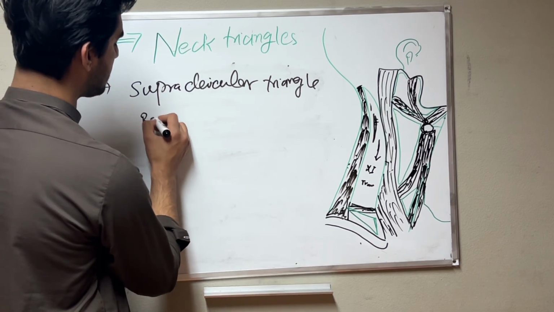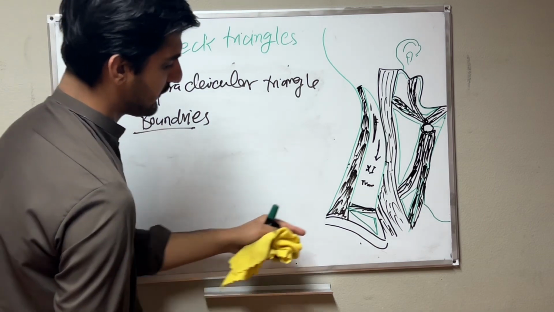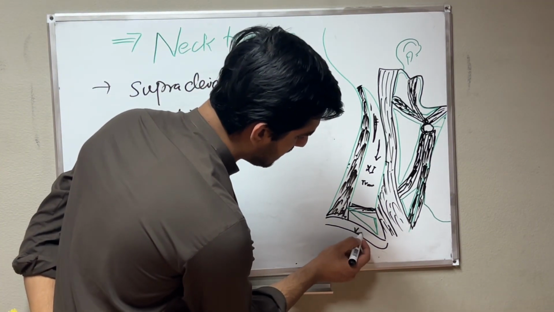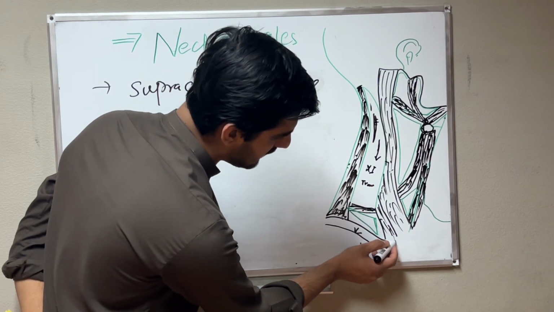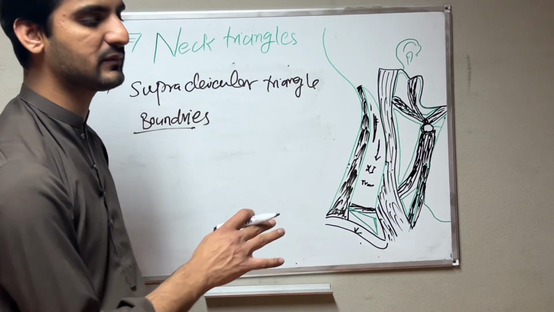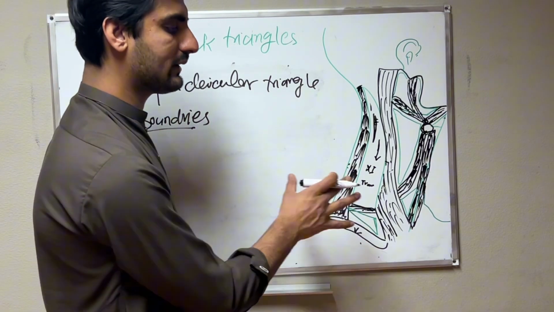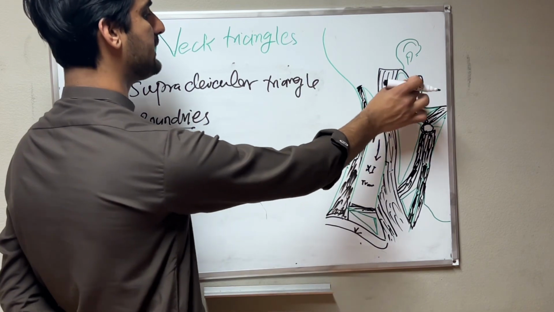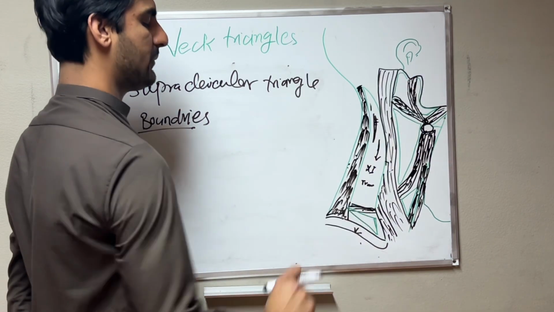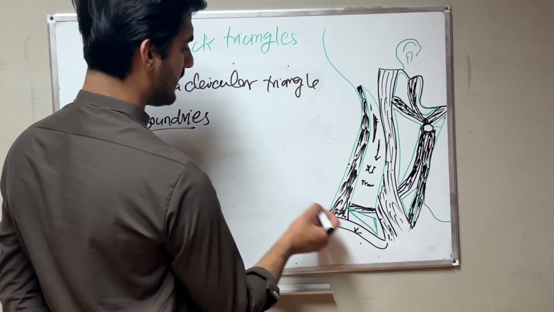First, we are going to discuss the boundaries. Which boundaries do we have here? First we will look here: we have the clavicle bone, here we have the trapezius, and here, if you remember, the first superficial muscle, we have the platysma muscle, which originates from the deltoid and pectoral fascia and inserts into the mandible bone.